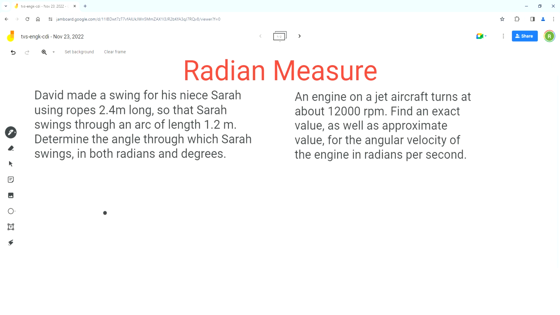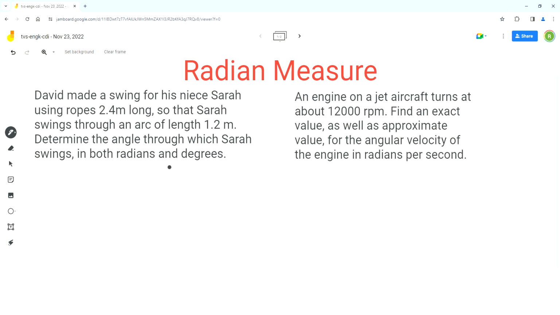So in this video, we'll solve these two word problems using the concepts of radian measure of angles. As per the first problem, David made a swing for his niece Sarah using ropes 2.4 meters long so that Sarah swings through an arc of length 1.2 meters. Determine the angle through which Sarah swings in both radians and degrees.